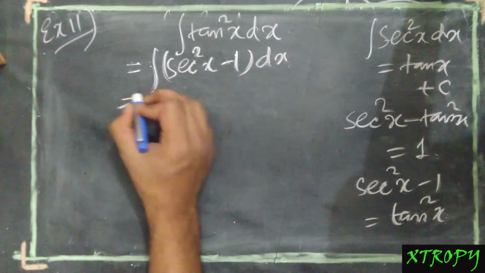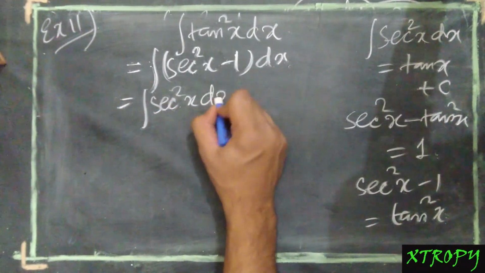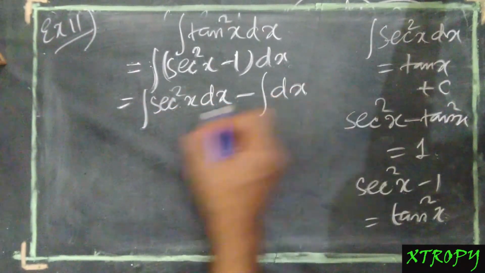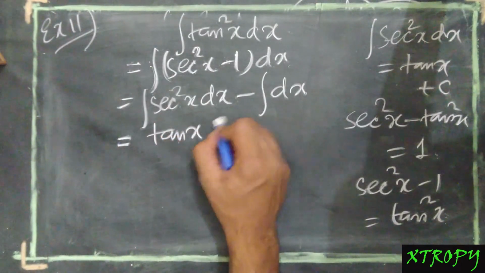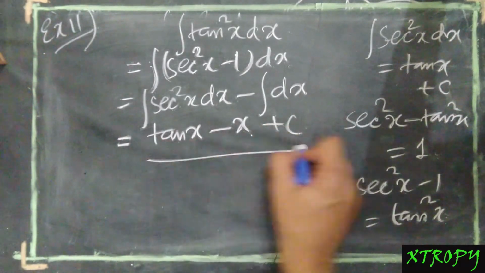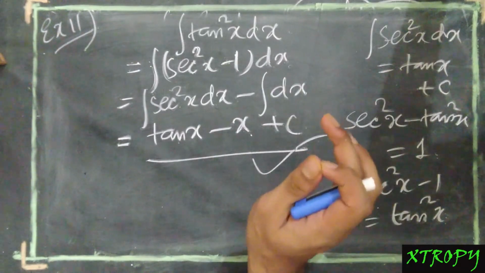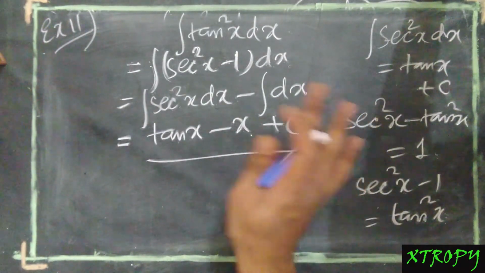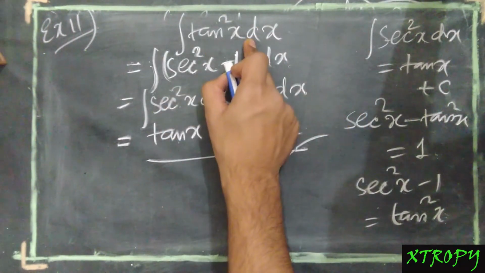So now I think this question is very simple. This turns to sec square x dx minus dx. The integration of sec square x is tan x and the integration of dx is x. Therefore, tan x minus x plus c. So we saw again the importance of trigonometry. I will repeat again and again, it is very important in integration, differentiation and the entire calculus. So this is how we encounter this type of question.